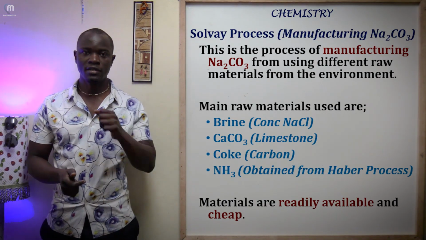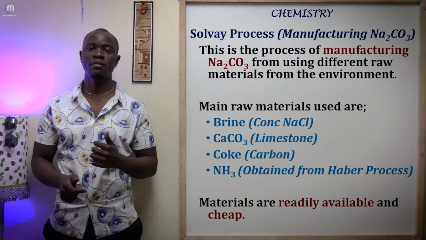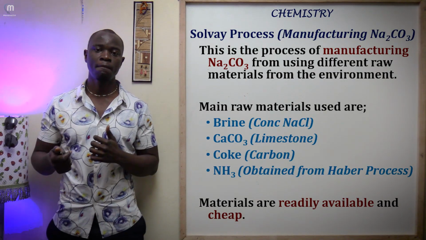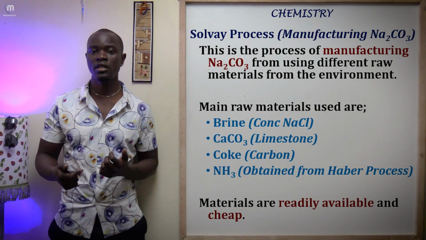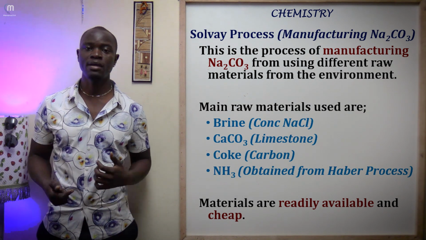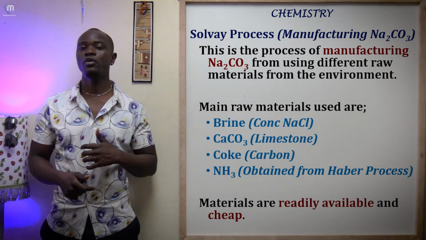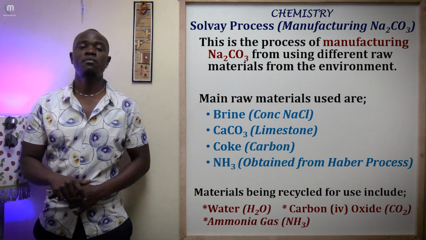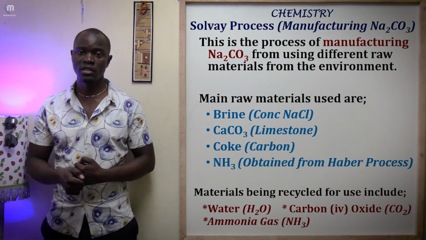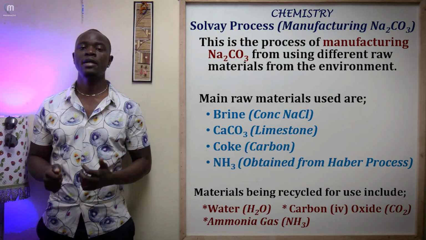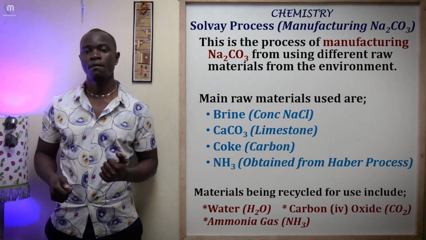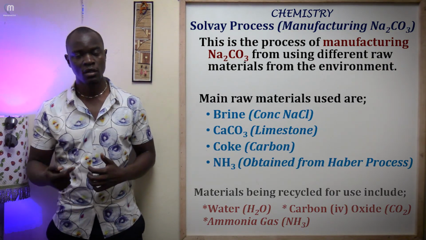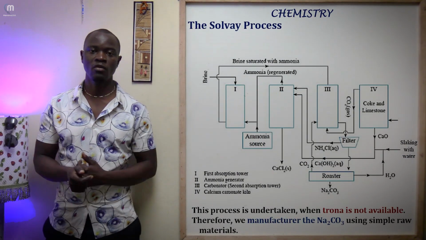Apart from that, for the manufacture of sodium carbonate, the Solvay process plant should be put near a large water body. Why? In order to constantly keep cooling the carbonator, because in the carbonator it produces a very high amount of heat. Apart from the raw materials, there are also materials being recycled in the Solvay process: we have water, carbon dioxide, and also ammonia gas.